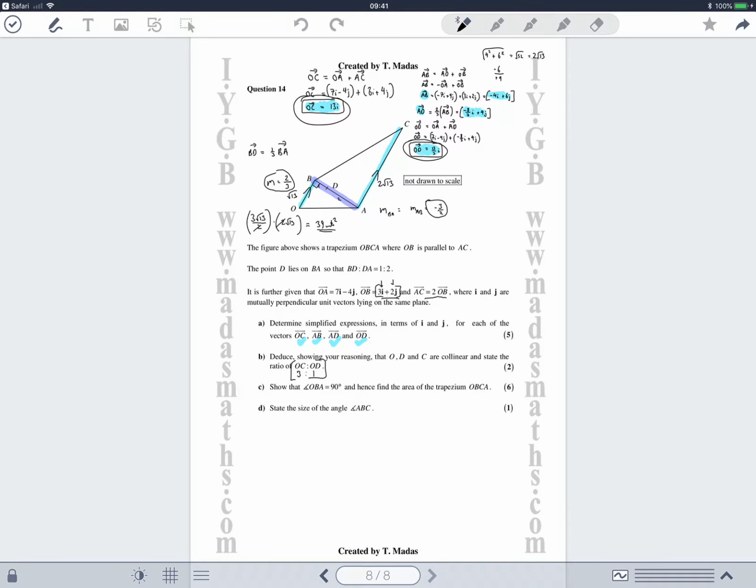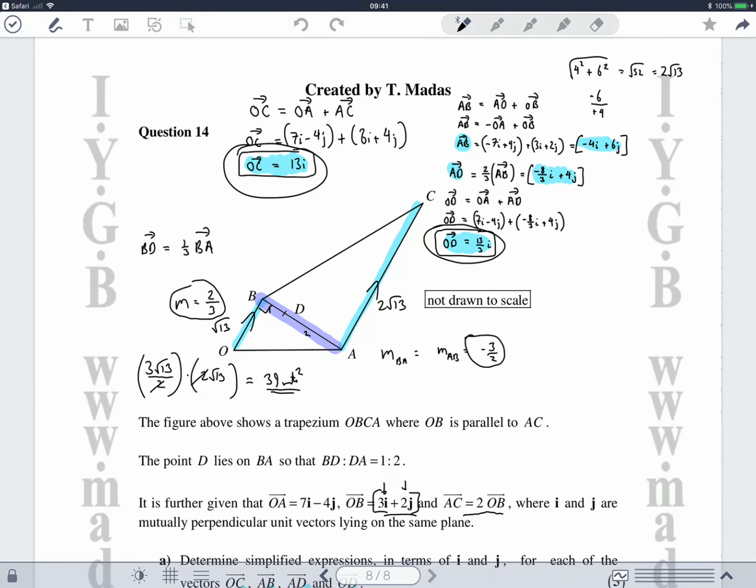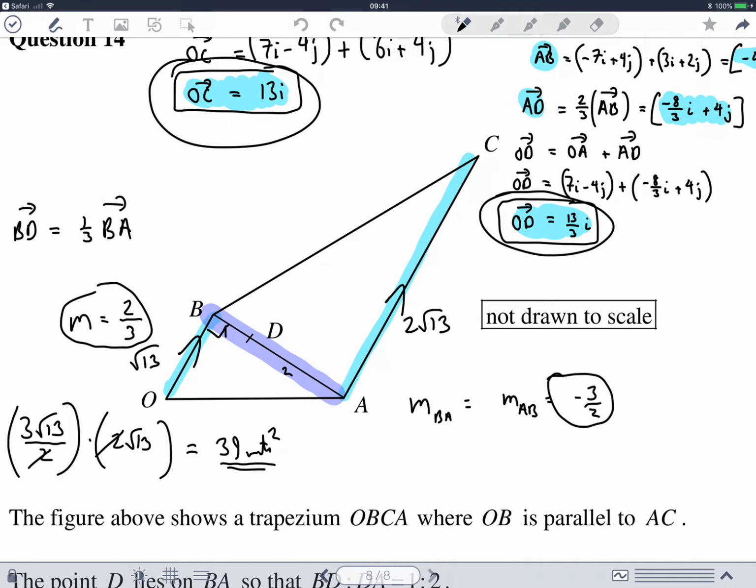Okay, and then part D, state the size of the angle ABC. Okay, state. So what can we... Oh, okay, so because these two sides are parallel, this is going to get confusing, but we've got like a Z angle here. We've got alternate angles, so this angle must be 90.